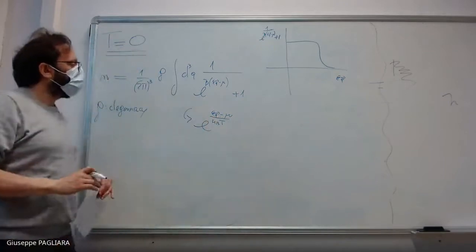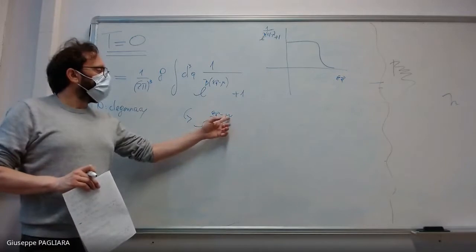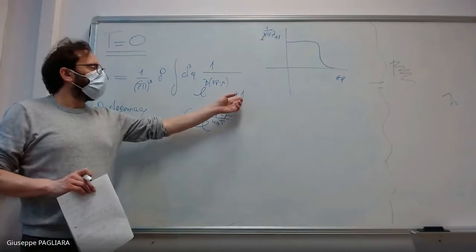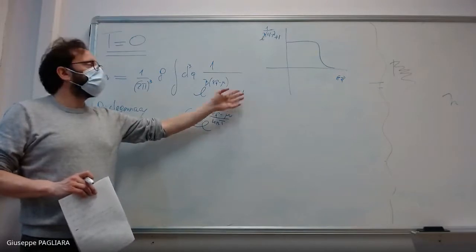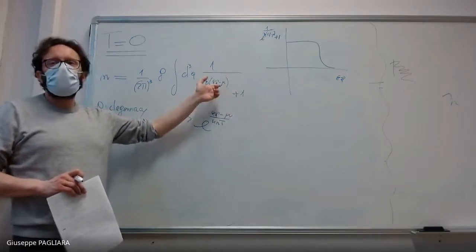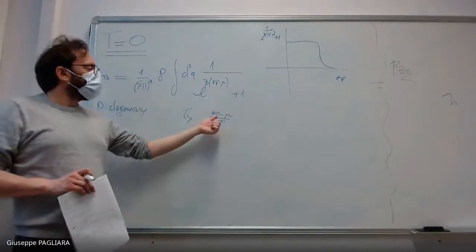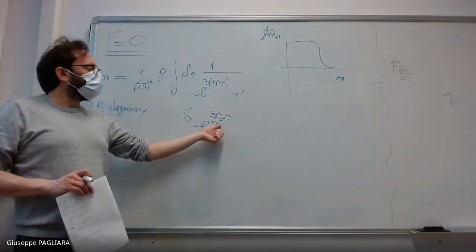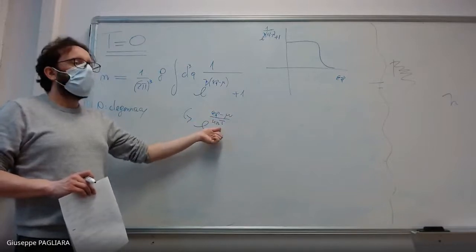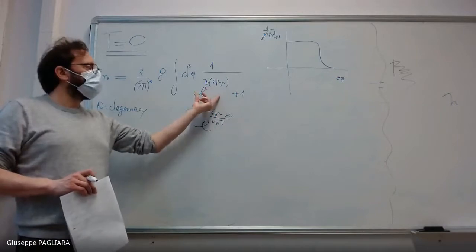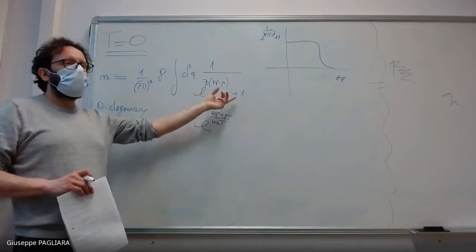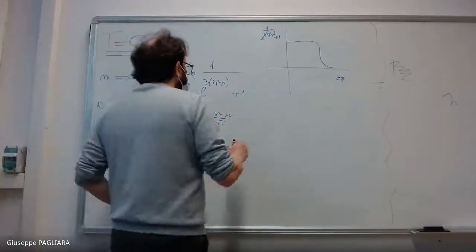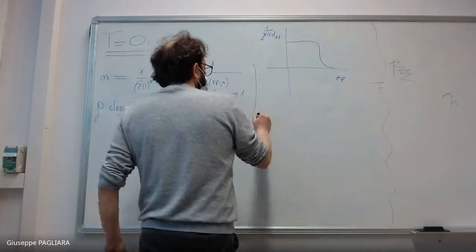So if epsilon q is larger than mu, this goes to plus infinity. It's plus infinity, but it's in the denominator, so therefore it's zero. Whereas if epsilon q is smaller than mu, this becomes a large and negative number for t approaching zero, therefore this exponential goes to zero, and the distribution function goes to one. Okay? So this function here becomes a theta function.